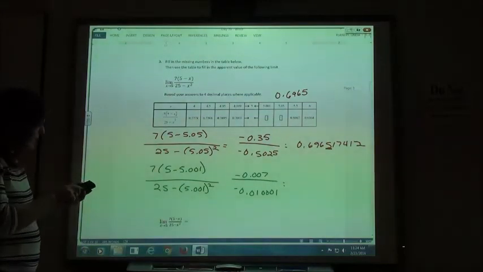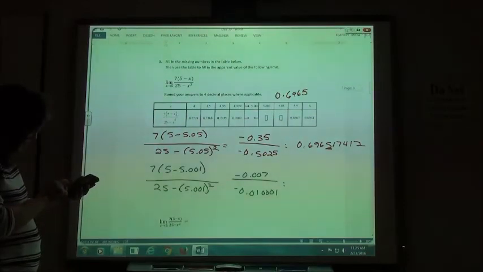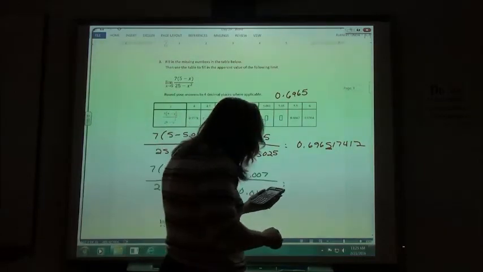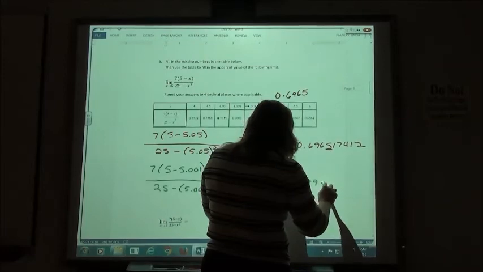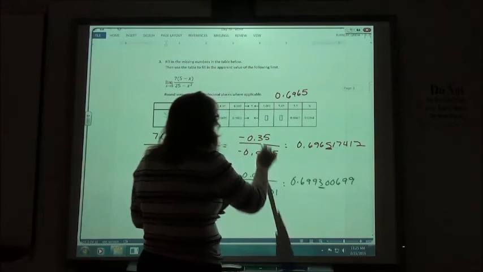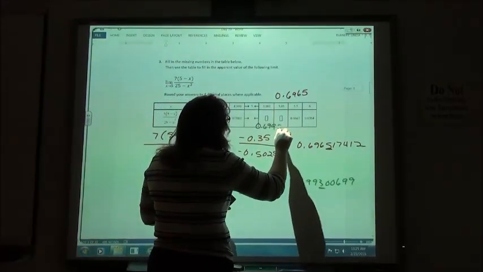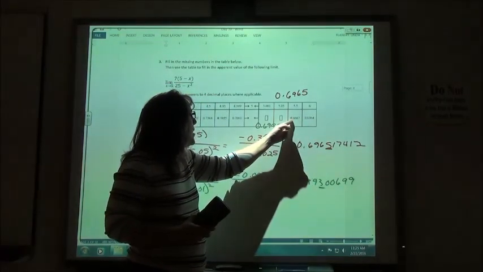Okay. On the top, negative 0.007 divided by negative 0.01001 gives me, there we go, that looks better. I must have punched something in wrong. That's why it's always good to double check. 0.699300699. To 4 decimal places then, we have 0.6993.